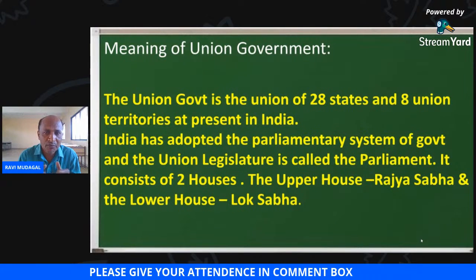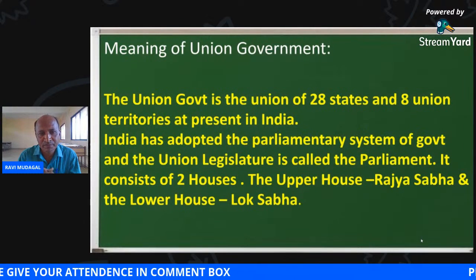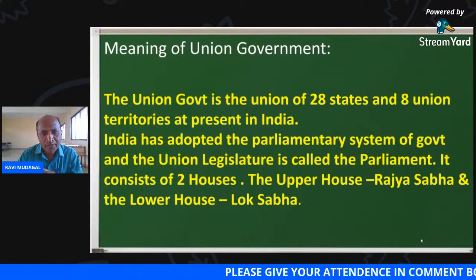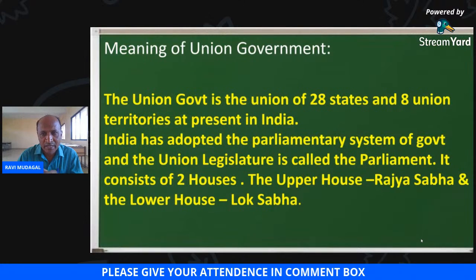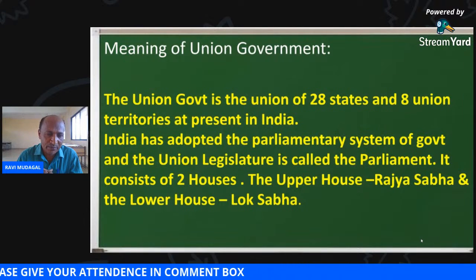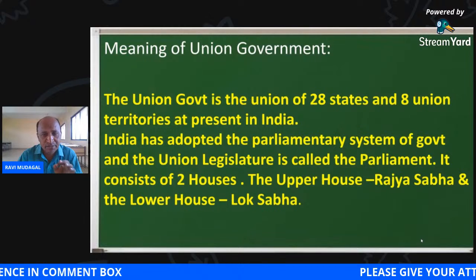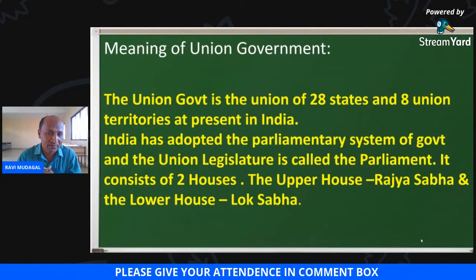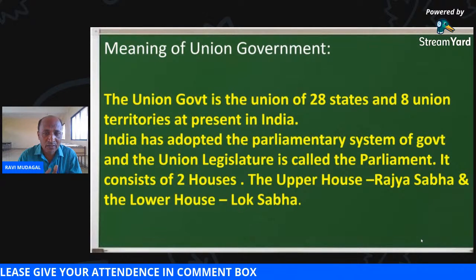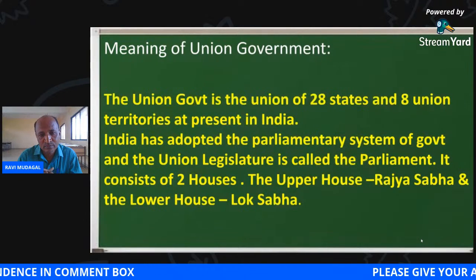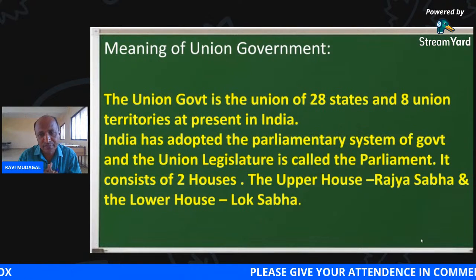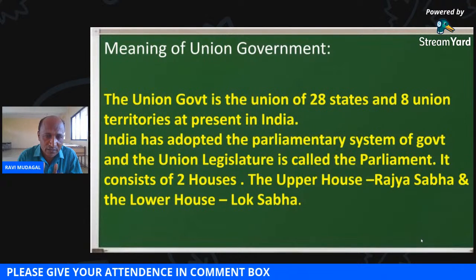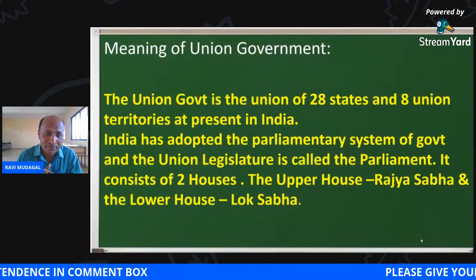Now, let's take a look at the meaning of union government. What is union government? Dear children, the union government is the union of 28 states and 8 union territories at present in India. Earlier, our country had 29 states. At present, our country has 28 states and 8 union territories. Did you understand? Dear children, is that clear, everybody?